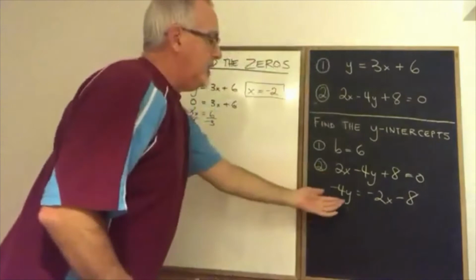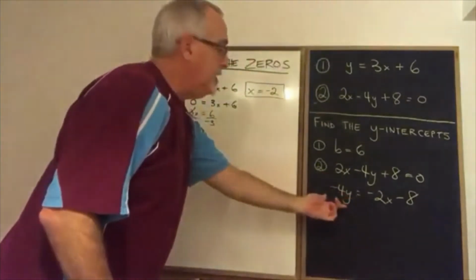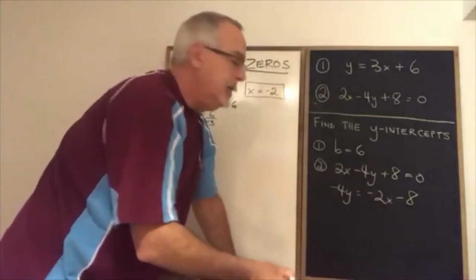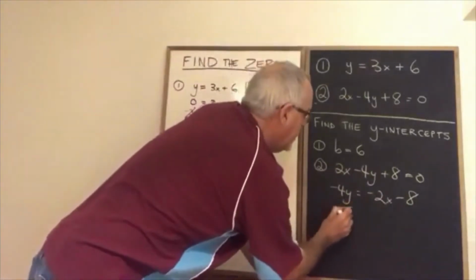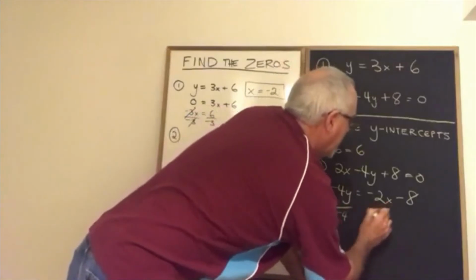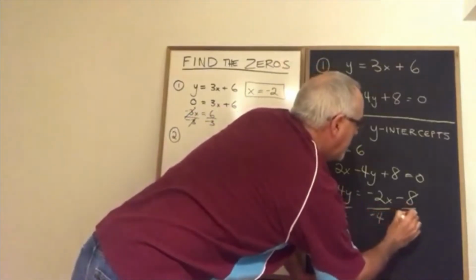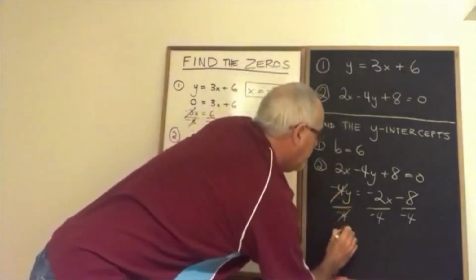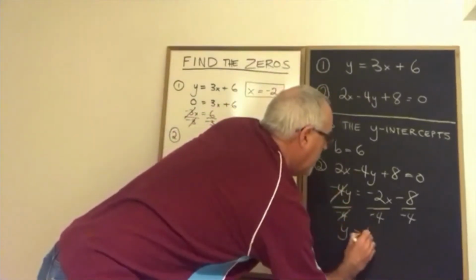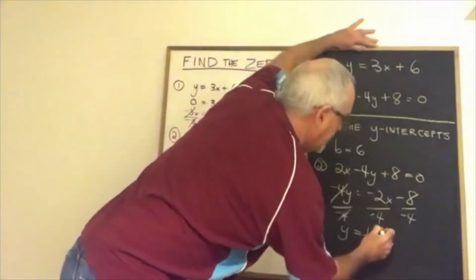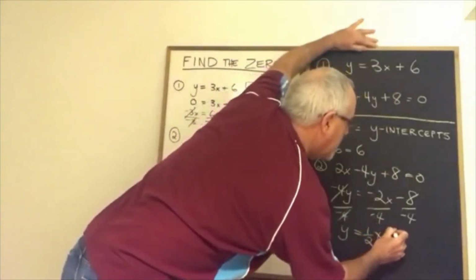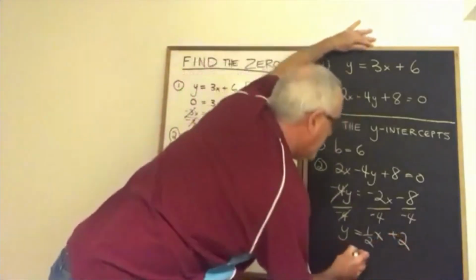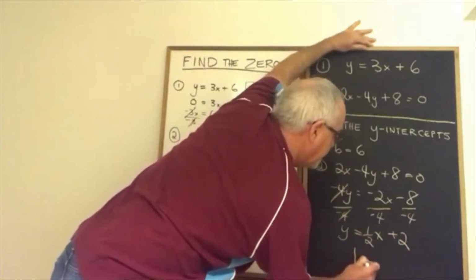So the first thing I did was keep the -4y on the left of the equal sign and move both of the other terms to the other side where they changed signs. And now I'm dividing everything in the equation by -4, which allows me to cancel. I have y equals 1/2 x plus 2. And I can see that my y-intercept is 2.